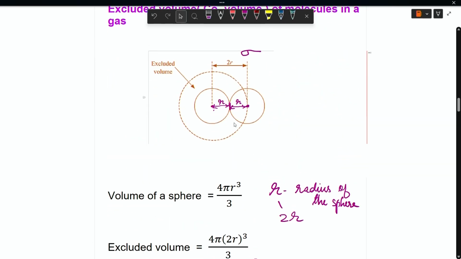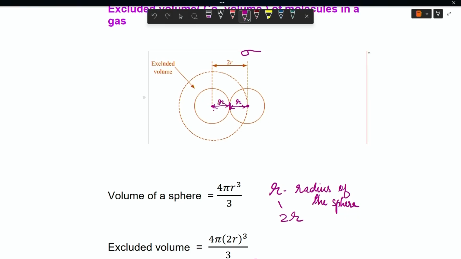See, we are considering two molecules at closest approach, and this is a collision. For these two molecules, you can keep this molecule over here, on this side, any side, top of it, bottom of it, anywhere. This is the distance between the centers when two molecules are at the closest approach, and that is known as collision diameter, and the distance is 2r.